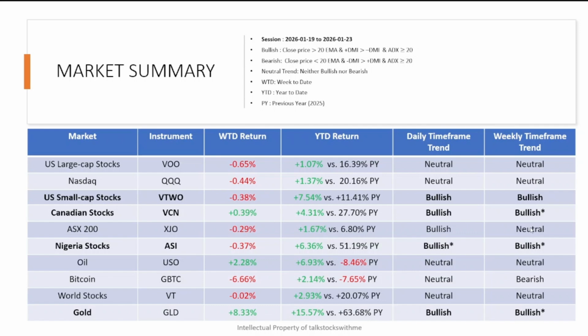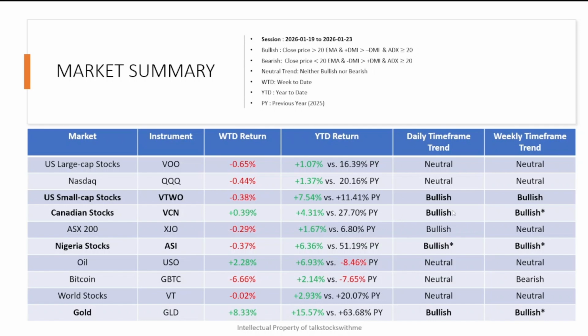The next asset class that can provide you an opportunity to profit in the short to mid term is the Canadian equities. Again, you can participate or invest in the Canadian markets via the ETF VCN. So this is another ETF managed by Vanguard, and it provides you exposure to the Canadian equities. This week, it delivered positive 0.39%. Year to date, this ETF is up 4.31%.